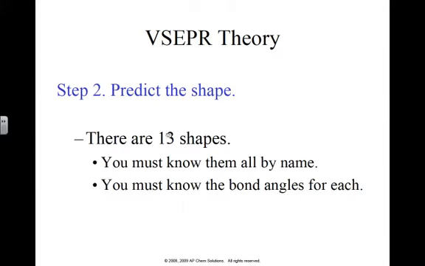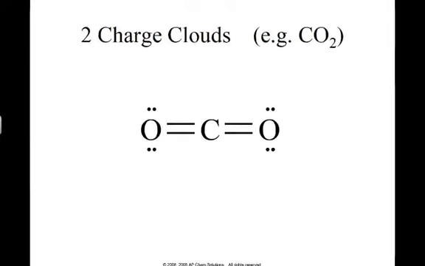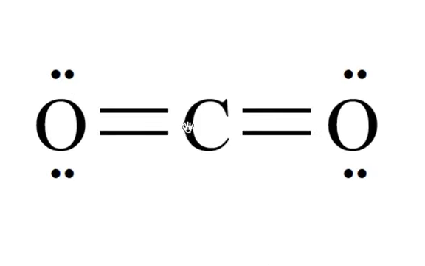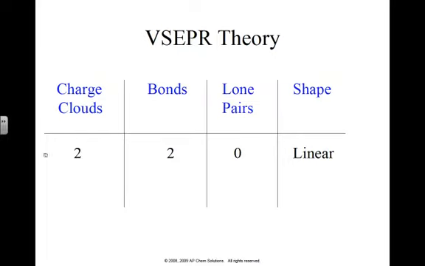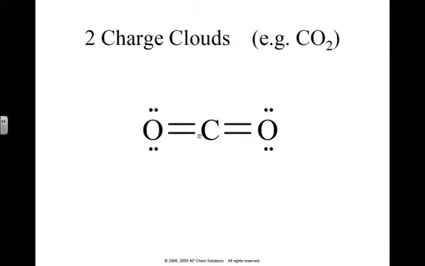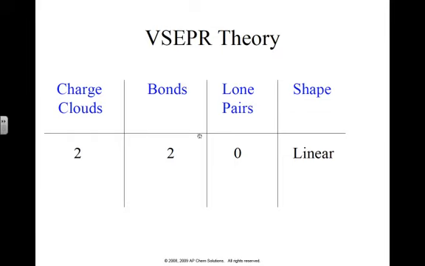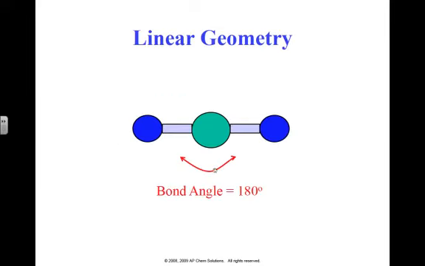So how do you predict the shape? There's 13 shapes. You have to have these memorized. You have to know the bond angles. Let's start with carbon dioxide. Okay, first of all, I noticed two locations right here on the center atom where there's electrons. I like to call them domains. Okay, there's a domain here, there's a domain here. They call them charge clouds. Okay, how many bonds did you see? Two, even though they both were double bonds. Do you see any lone pairs of electrons on the center atom? No. What's the name of this shape? Linear. What's its bond angle?